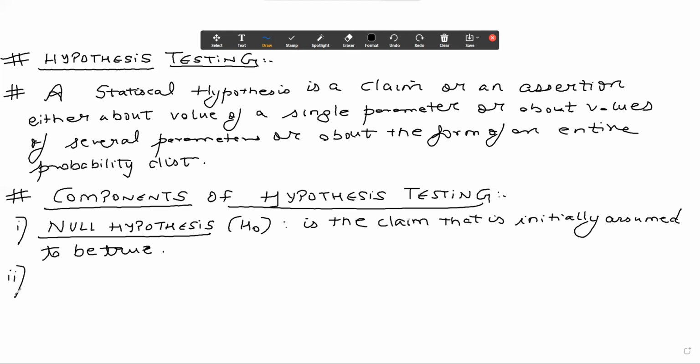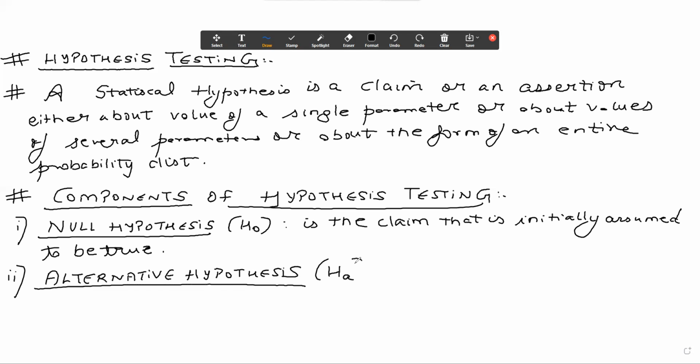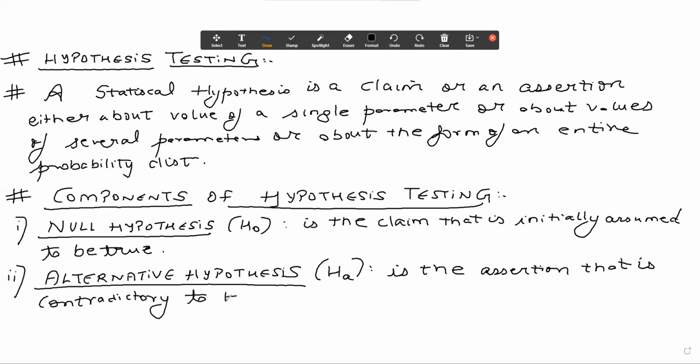Then the second component is called the alternative hypothesis, denoted by HA. You can think of the alternative hypothesis as the negation of the null hypothesis. Students should know the concept of negation from symbolic logic. We have done this in the mathematical methods for economics lectures. Basically, the alternative hypothesis consists of a statement which is contradictory to the null hypothesis. It's like a negation of the statement under the null hypothesis. So we can put it like this: the alternative hypothesis is the assertion that is contradictory to the null hypothesis H0.